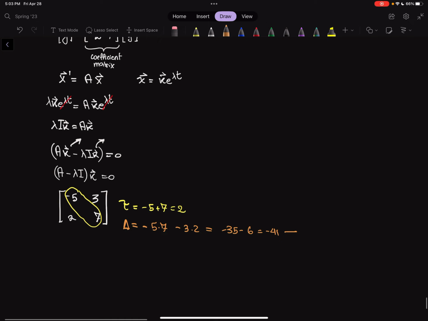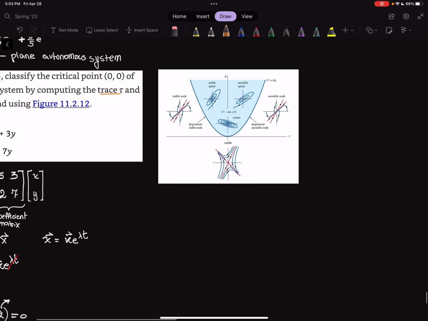Since this is negative, we can say that this is a saddle. And you can look over here. This is your discriminant. The discriminant is negative, so it really doesn't matter what the trace is. It's going to be a saddle.